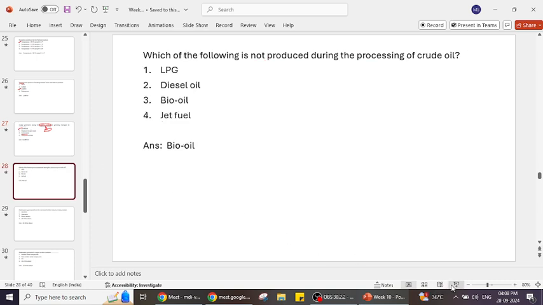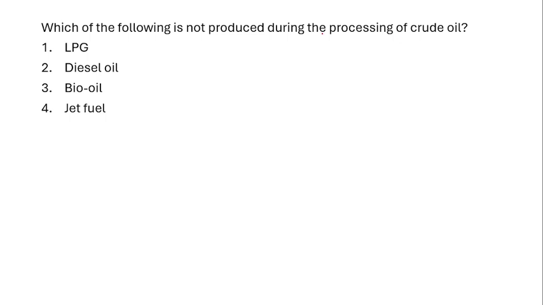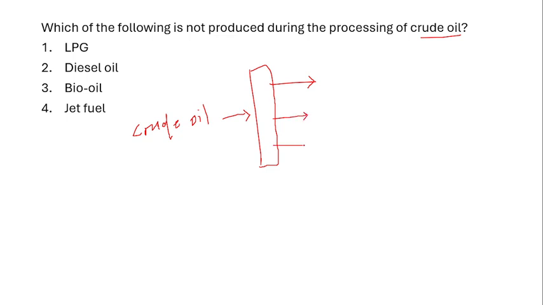And then the next question is, which of the following is not produced during the processing of crude oil? We have seen that we have a distillation column and the crude oil is fed into it. Once the crude oil is fed into it, we obtain different products based upon the difference in boiling point, like the gasoline pool, LPG gases, diesels, fuels, but not bio oil. Bio oil cannot be produced from crude oil. Okay.